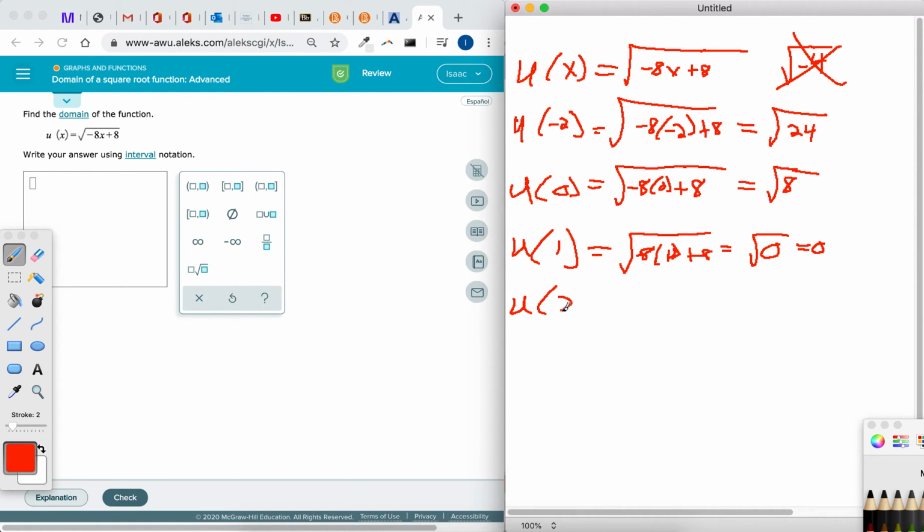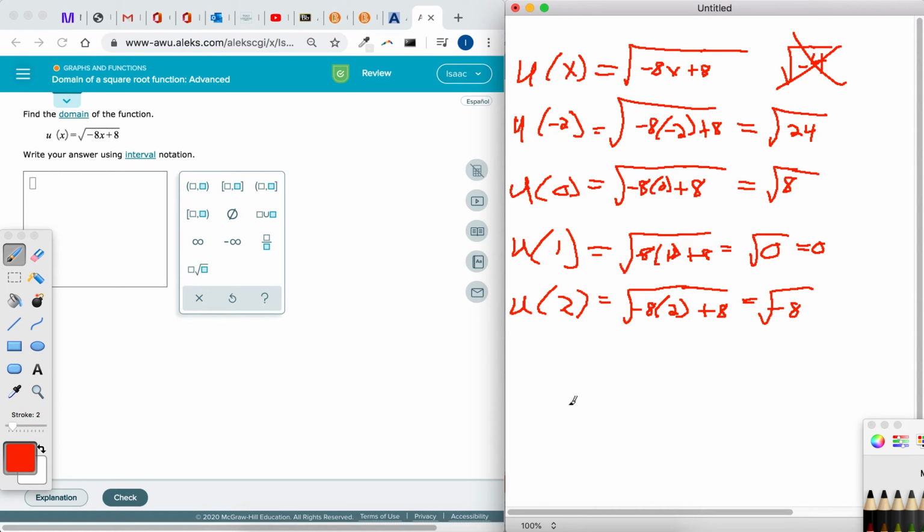But what we can't have is a number like 2 or 3 or 4, because once you start getting further up in the positive numbers, -8 times 2 gives you -16. -16 plus 8 gives you the square root of -8, which we just said we can't have in a function unless we're dealing with imaginary numbers. So this is not a real number, so we can't have 2 in our domain.